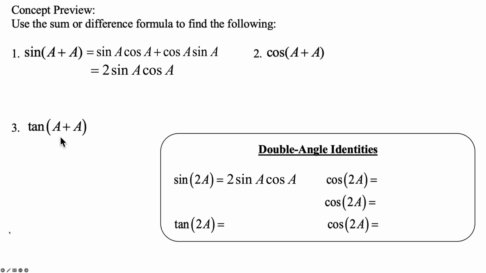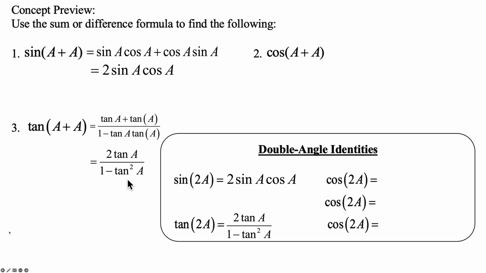For tangent, okay, that was tangent of A plus tangent of A over 1 minus tangent of A times tangent of A. Well, if you add the 2 on the top, they're the same. That'll be 2 tangent A, and tangent A times tangent A, that will be tangent squared A. So there's our identity for the tangent of 2A.